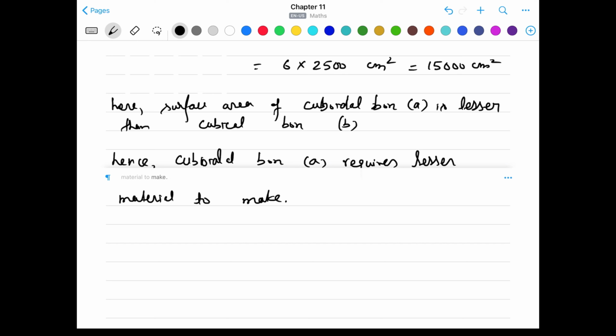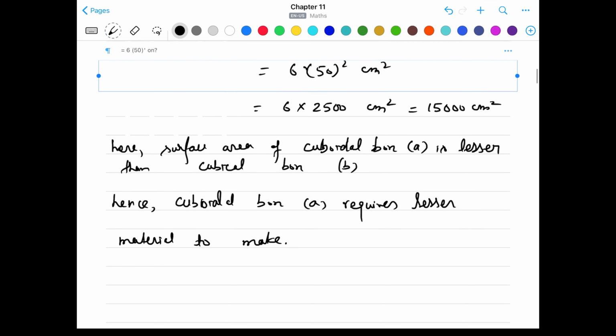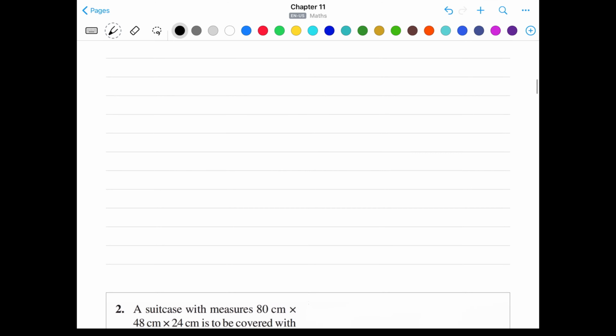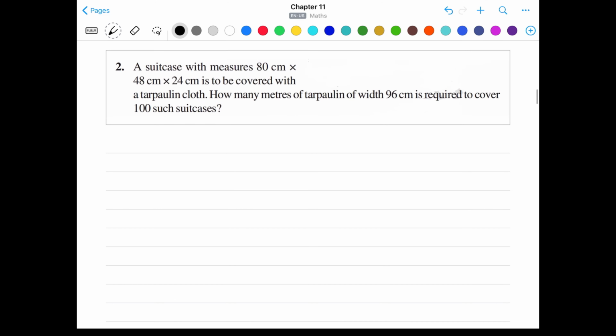Okay, so after calculating the total surface area of the two boxes, we find out that the surface area of box A is lesser than the surface area of box B. That means box A requires lesser material to make. Now moving to the next question, which is question number 2 of exercise 11.3.